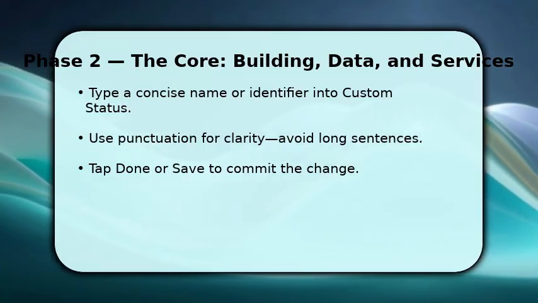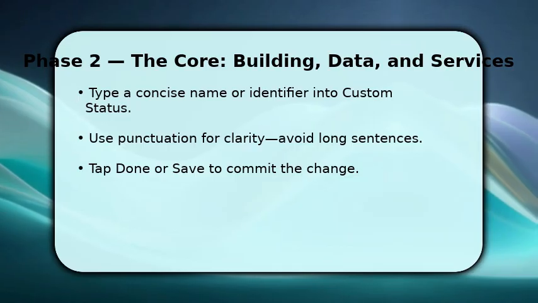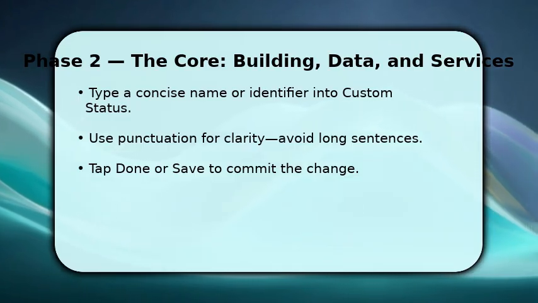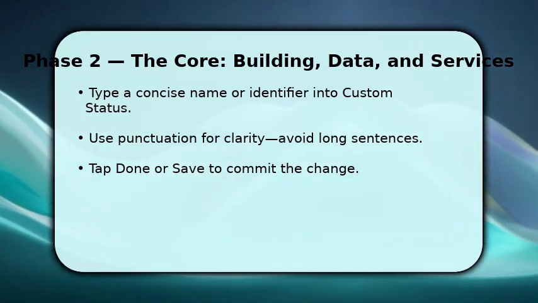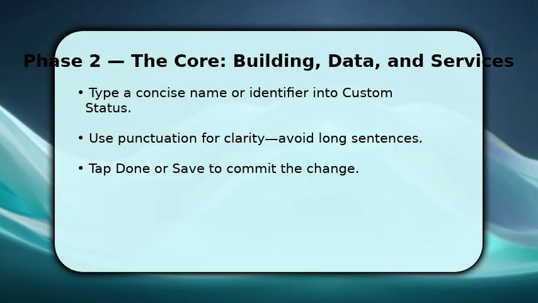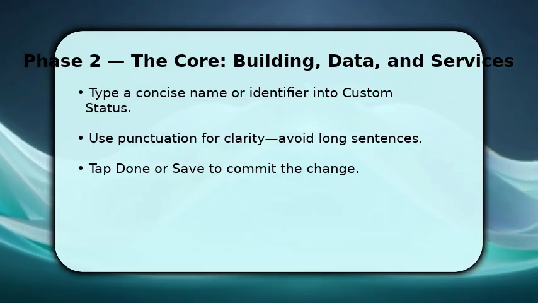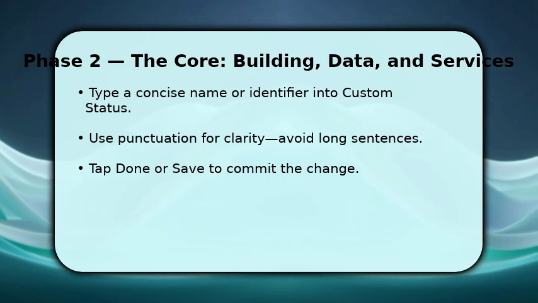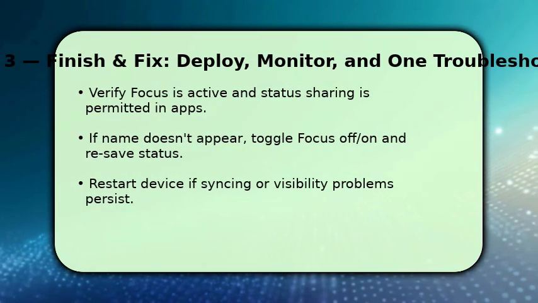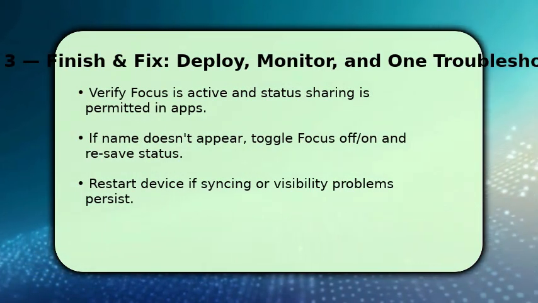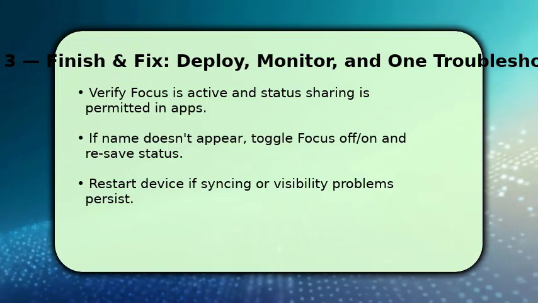If you want that name to show only when Personal is active, verify the Focus is enabled and not overridden by automation or schedules. Once saved, test by toggling Personal on and viewing the Focus indicator. Finish by activating Personal and confirming the name appears where Focus status is shown. Some apps respect it and some do not.